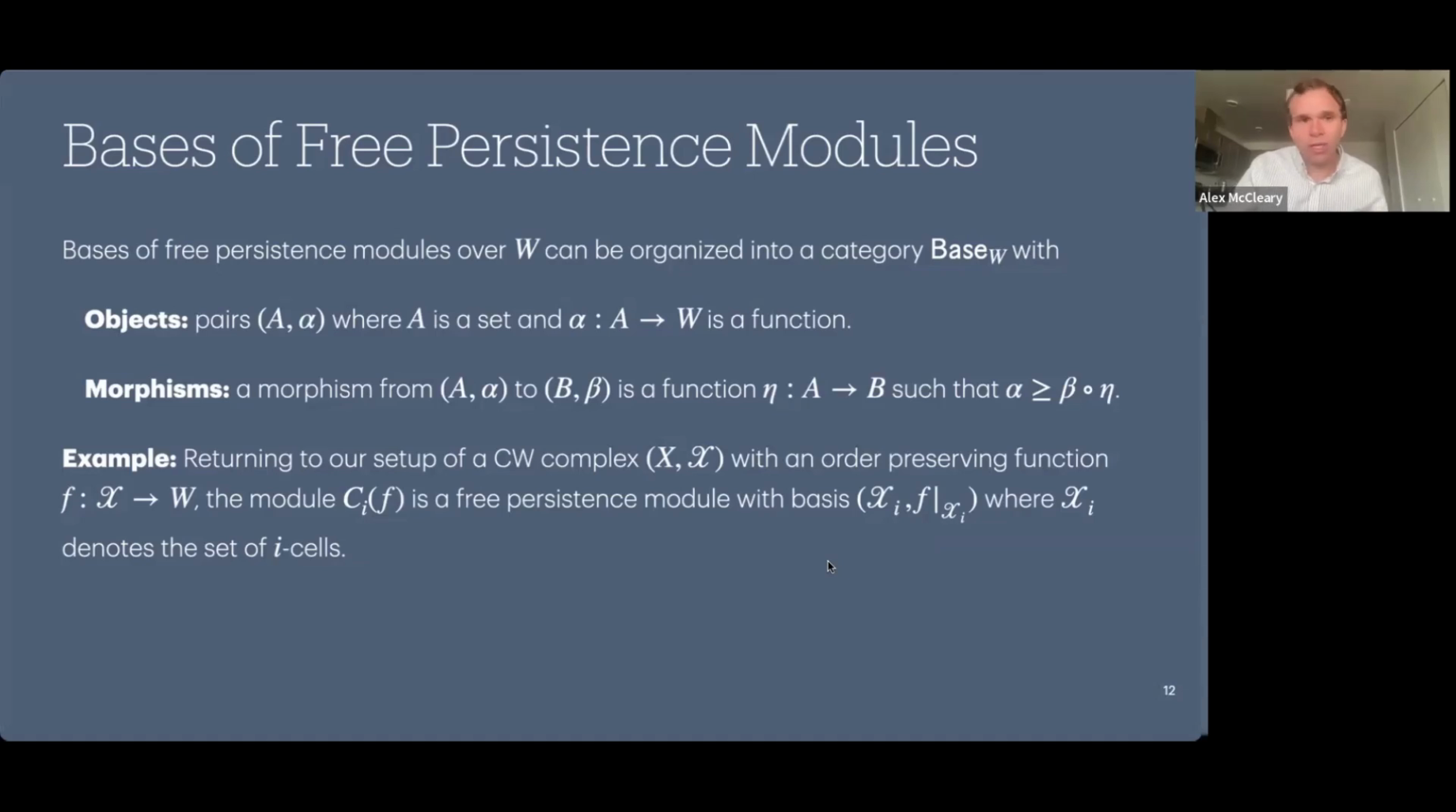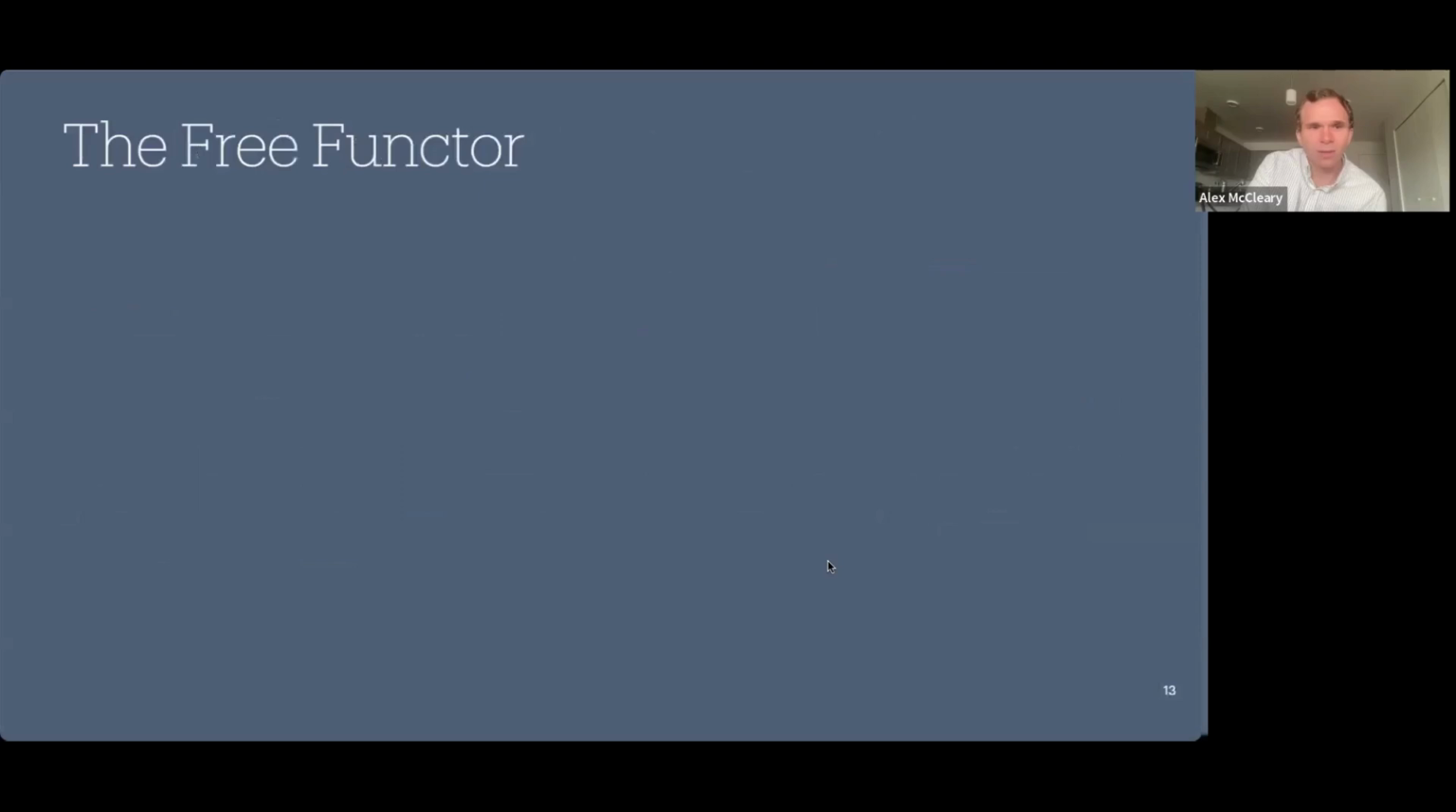But we also know where each i-dimensional cell first appears. That's what F tells us because we're taking sublevel set filtrations. So chain spaces of sublevel set filtrations are very naturally identified with free persistence modules. They have, in some sense, a canonical basis. Okay, so now that we have this category of basis vectors, we can talk about the free functor.